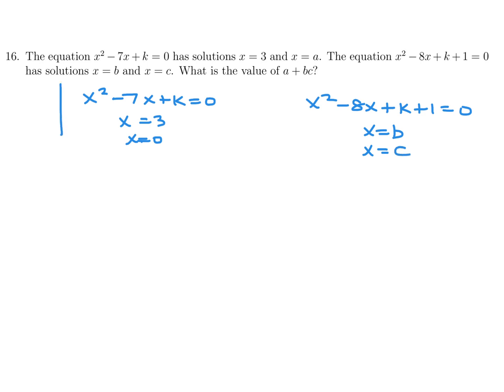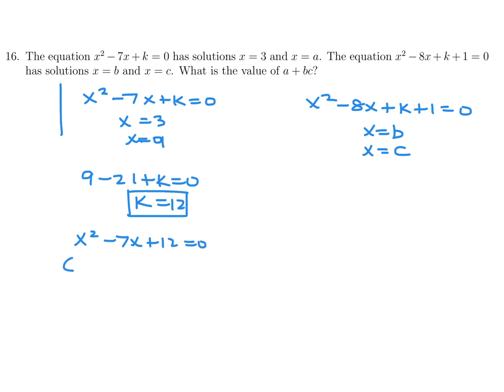So let's concentrate on this one first. If you substitute the 3, we get 9 minus 21 plus k is 0. So k is actually equal to 12, and that's very helpful. And then let's substitute that back into the equation. So x squared minus 7x plus 12 is 0, and let's factor.